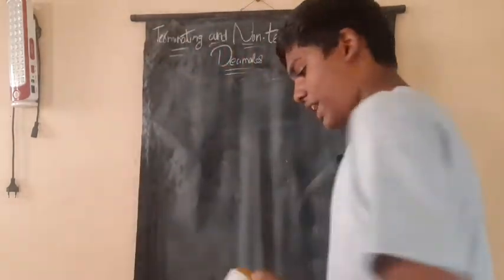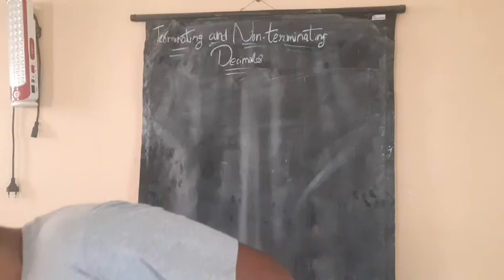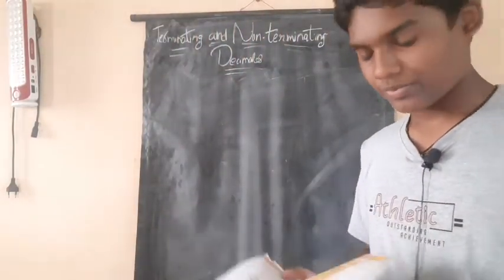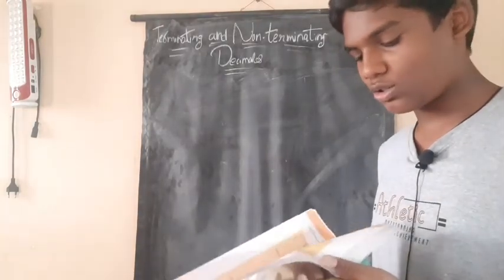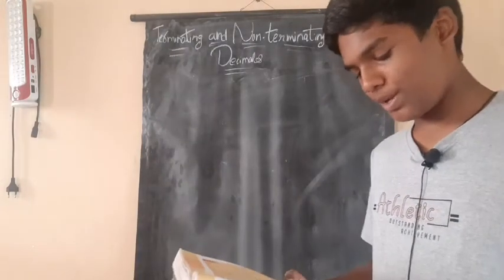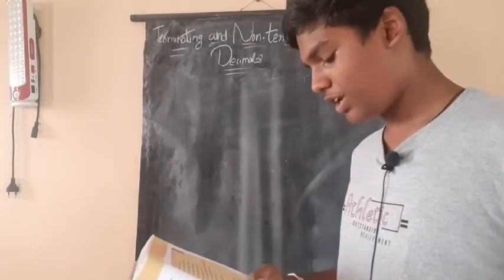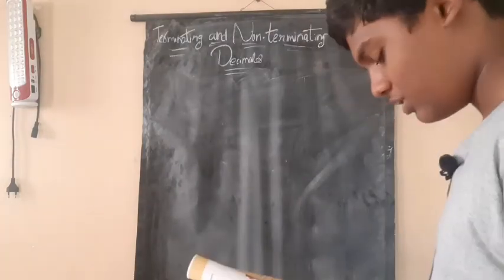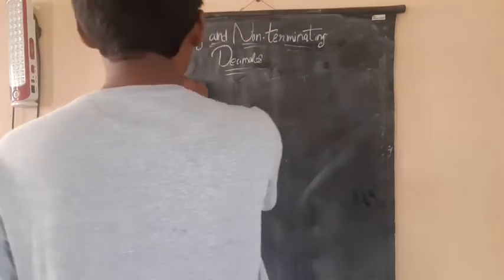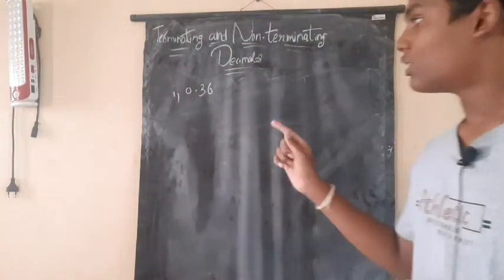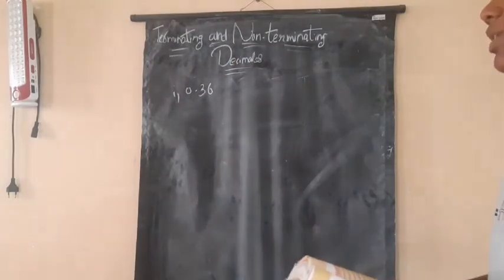We have an exercise in the 9th state book. Take your book and let us look at exercise 1.1, 7th and 8th problems. In the 7th problem: express each of the following decimals in p by q form, where p is not equal to 0 and p, q are integers. First they have given 0.36, which should be converted into p by q form.